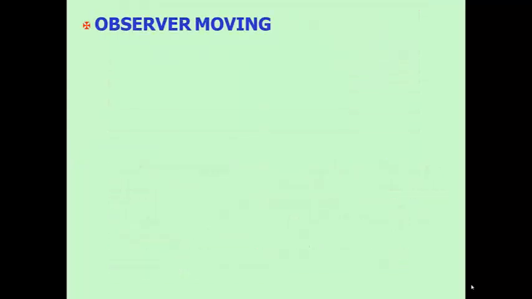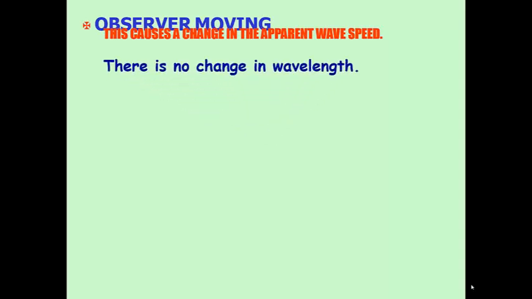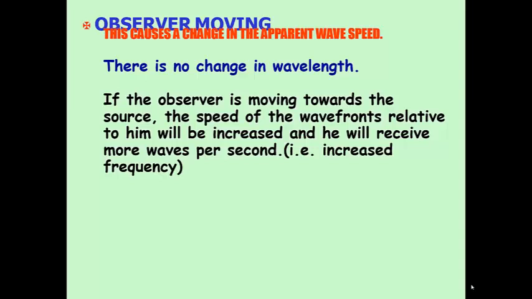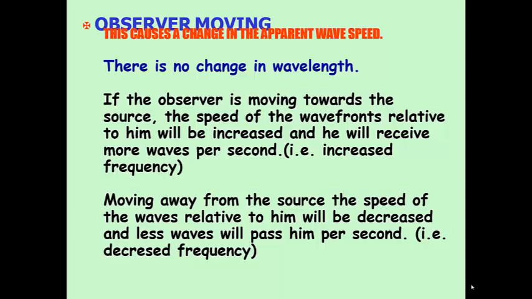So if the observer is moving, then you get an apparent change in wave speed. I say that there's no actual change in wave speed, but you get an apparent change because of the observer moving. There's no change in wavelength, but the observer does appear to see more waves per second, which means they get an increased frequency, which is why it's a higher pitch. And if it's moving away, then you get a decreased frequency, so fewer waves per second.